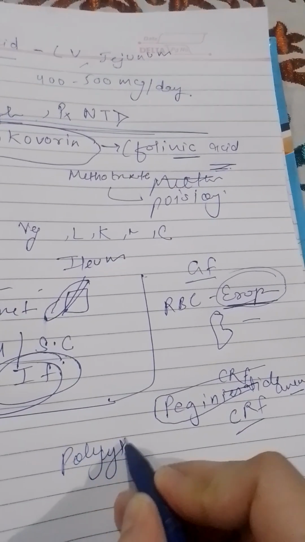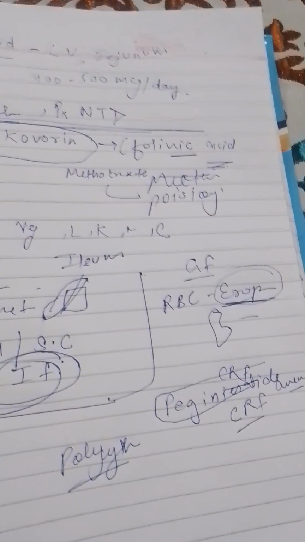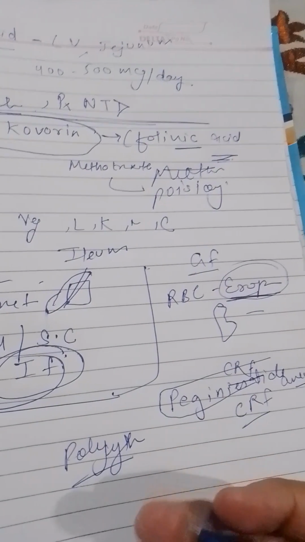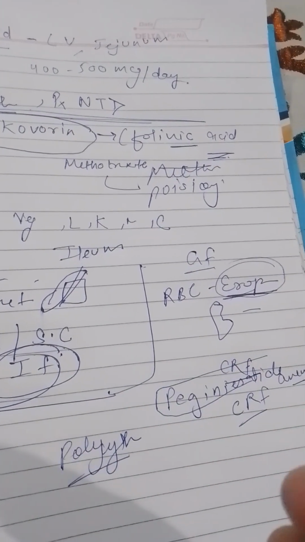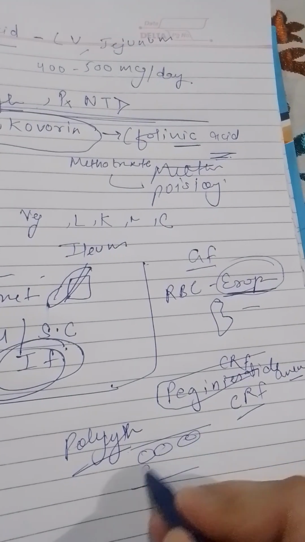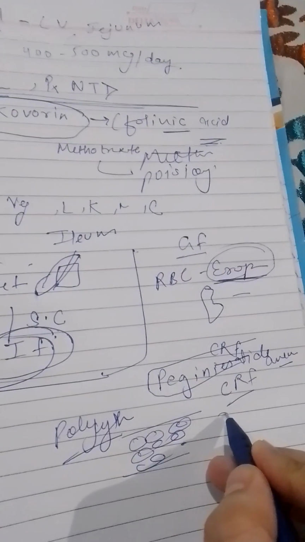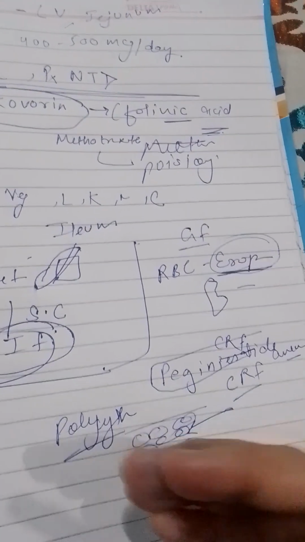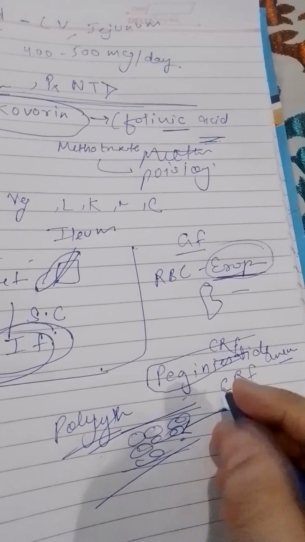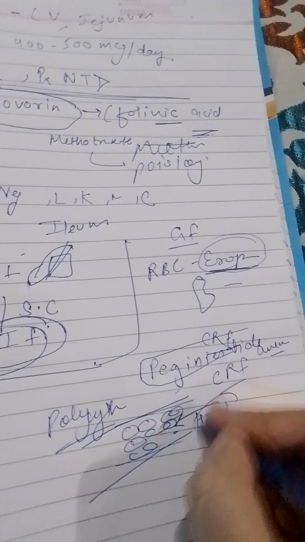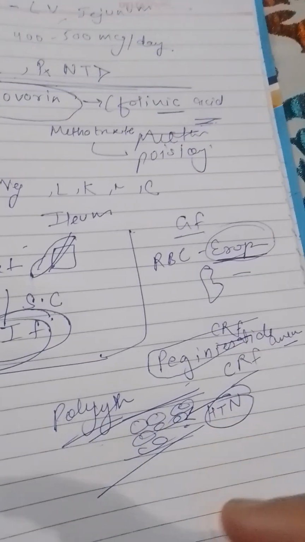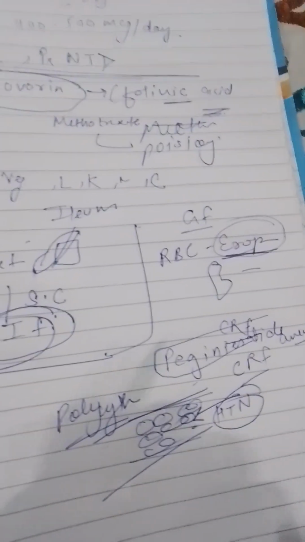Okay, polycythemia means there are more cells, multiple formation of the cells. Because of so many RBC, the blood will put more pressure to flow through the vessel. So there will be more pressure, so there will be hypertension also. So that is the side effect of erythropoietin.